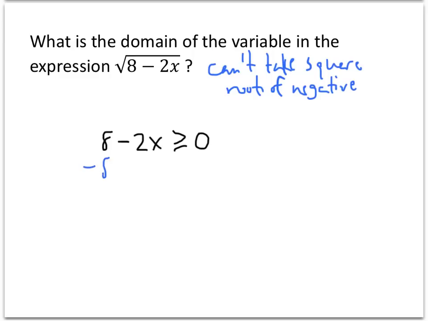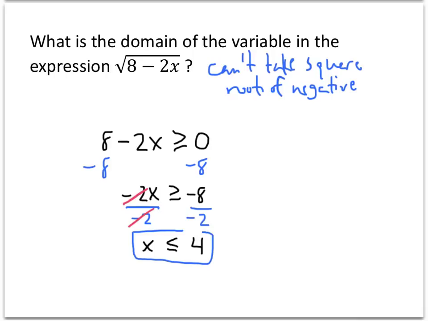We can subtract 8 from both sides, so we end up with negative 2x greater than or equal to negative 8. And then we can divide both sides by negative 2. On the left-hand side, the negative 2's divide out, and so we just get x. On the right-hand side, negative 8 divided by negative 2 is 4. But now remember that since we just divided both sides of an inequality by a negative number, the inequality changes direction. And so our final answer is x less than or equal to 4.